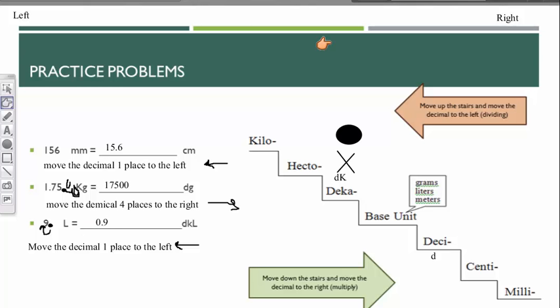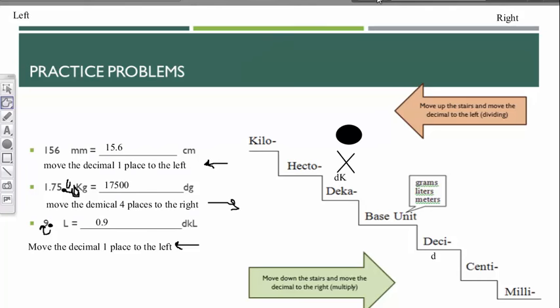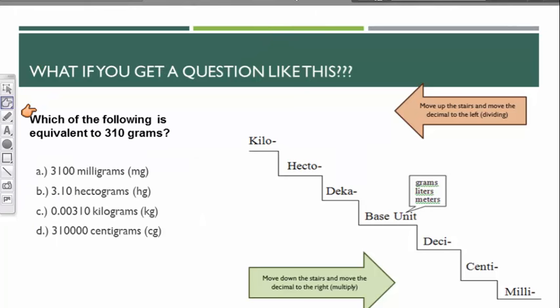Hopefully this is helping you out a little bit. So now we're going to try a little bit of a harder question. What I would do, if you're still struggling, is pause the video, rewind it, go back and watch me do it again and again and again so you can get the idea of how to move from one unit to another. Okay, so what if you get a question like this? Oh, wow. Okay, technically it's not much different than what you did right here in our practice problems. It's just worded a little bit differently. So it says, which of the following is equivalent to 310 grams?